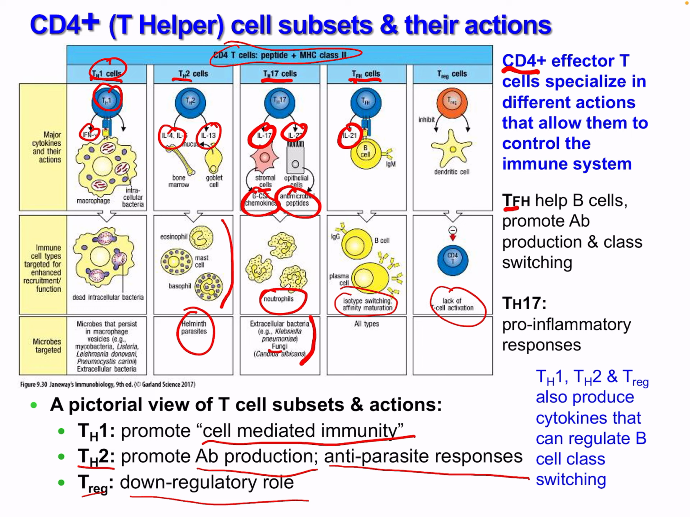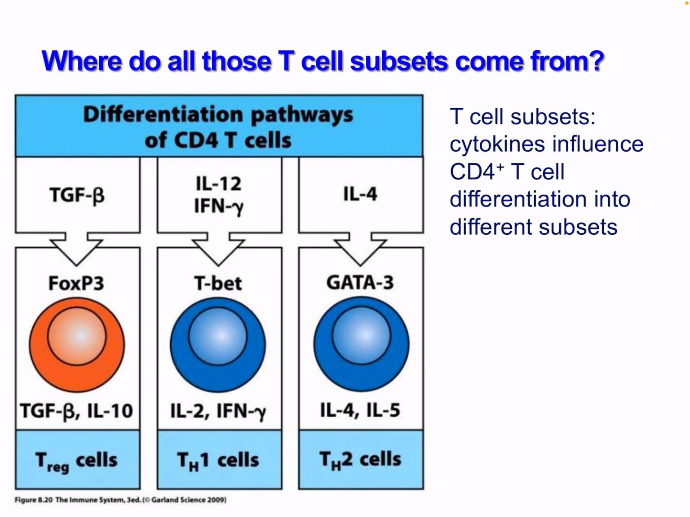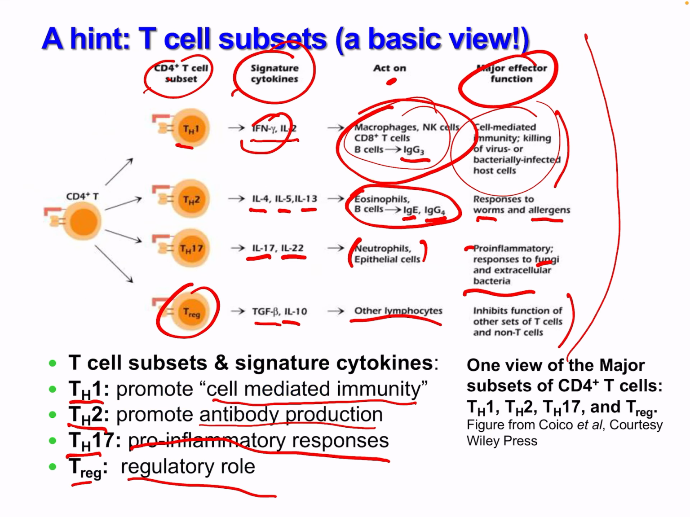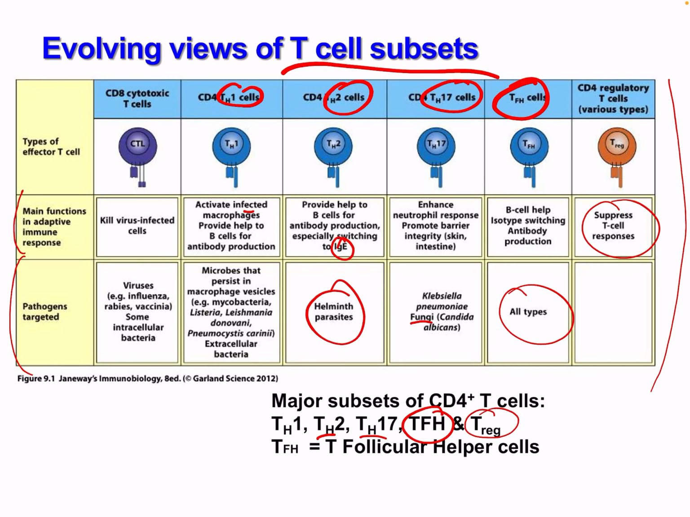system. The T follicular helper cells help B cells promote antibody production and class switching. Again, Th17 are pro-inflammatory responses. Th1, Th2, and Tregs also produce cytokines that can regulate B cell class switching. So importantly, each of these will stimulate the B cells to produce certain immunoglobulins. So it's not just random. They follow their own specific pathways, and as we saw over here, we can see specific immunoglobulins are produced. But we'll get to that later.